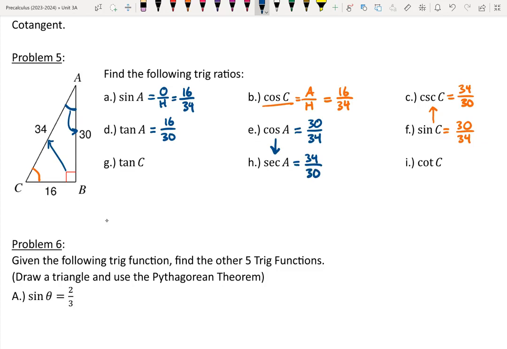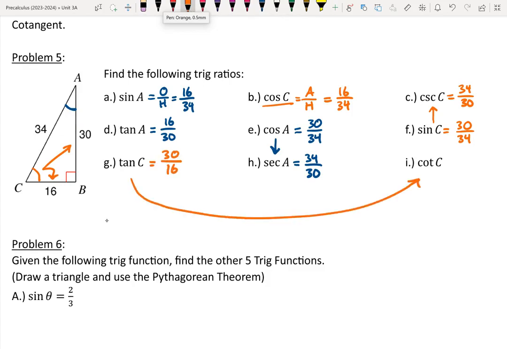All right, and then we have tangent and cotangent at C, so let's do tangent first at C. Tangent would be opposite over adjacent, so that would be 30 over 16, and then the reciprocal would be 16 over 30. Again, all of that could be reduced, but that would be those trig ratios, and again, paying attention to which angle we are looking from.